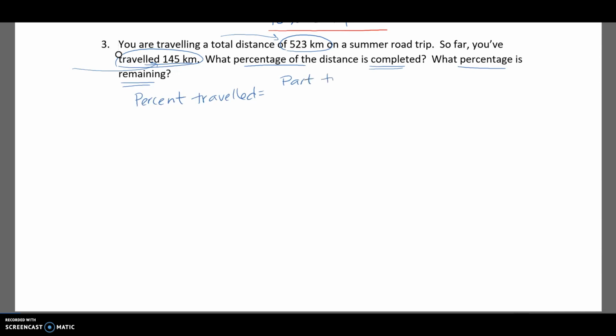So that will be the part traveled over the base times 100%. So the 145 kilometers out of 523 times 100%. The percent of the trip completed or traveled to 1 decimal place is 27.7%. So this is the percent traveled or completed.